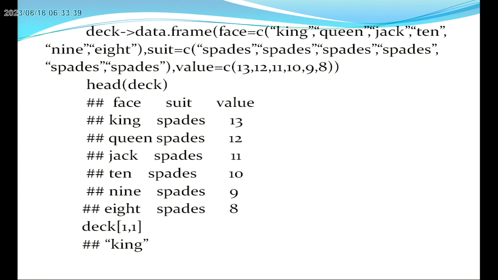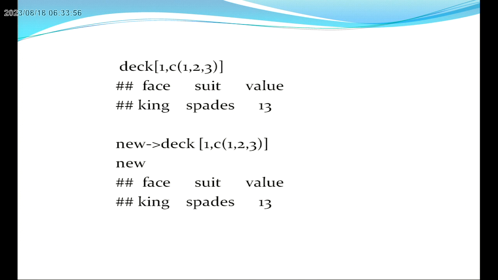Another example: deck[1, 1]. In our example, deck takes multiple values, but it only shows the first row and first column value. In our deck, the first row and first column hold the value king. And then deck[1, c(1, 2, 3)]. So the first row of the deck will display the answer, that is king spades 13.